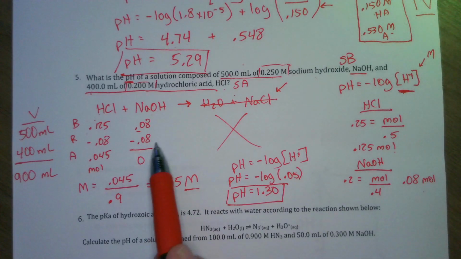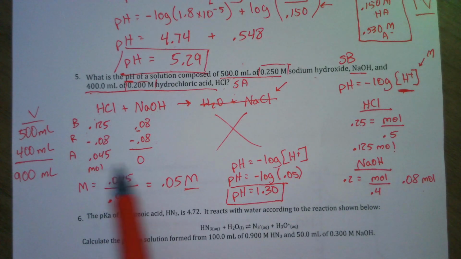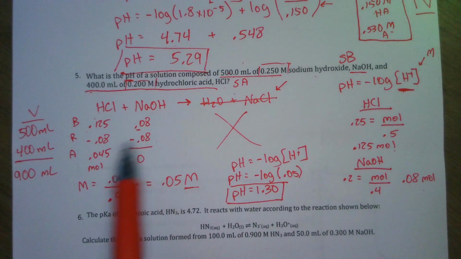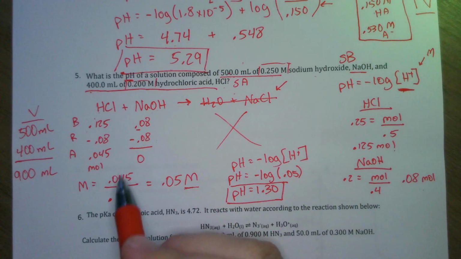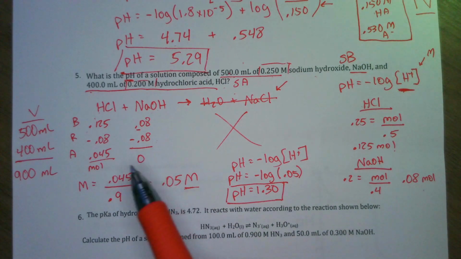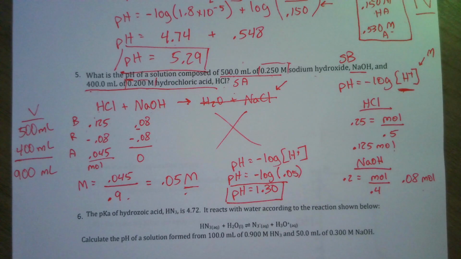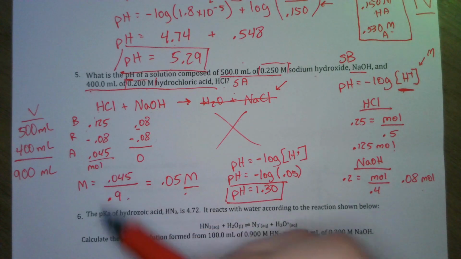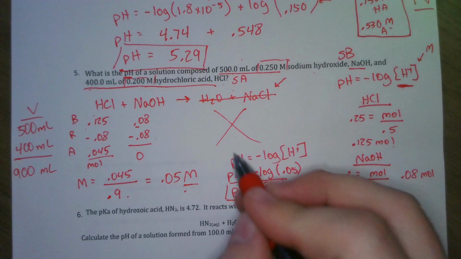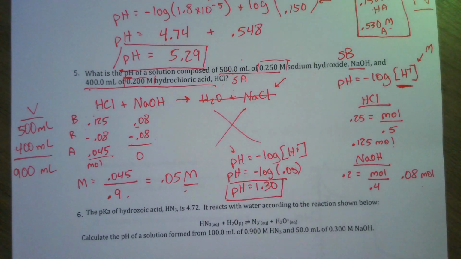Subtract the smaller number because that's how much gets used up from here and used up from here. Here's how many moles I have left. You'll usually have just one thing left over. That's a strong acid or a strong base. Turn it into molarity, plug it into the pH formula. If you end up with a weak acid left over, you can't do this step. You would have to use the Henderson-Hasselbalch equation and maybe do a little bit more work.